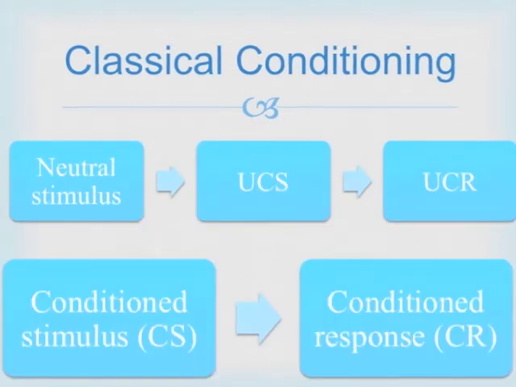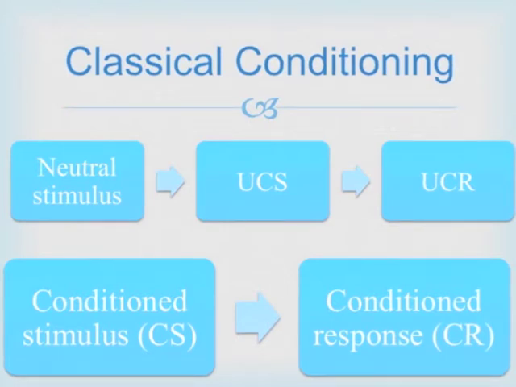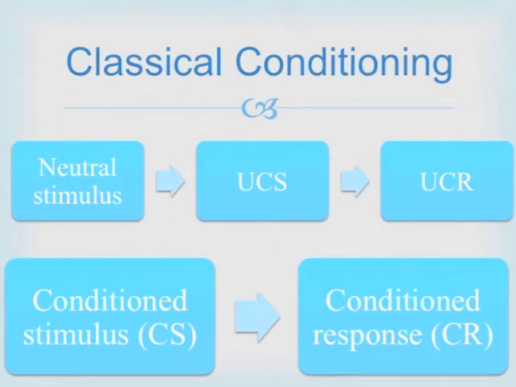So with classical conditioning, we can use that unconditioned response and unconditioned stimulus to help us to shape or change someone's behavior. So we can use a neutral stimulus, something that wouldn't necessarily have a response to it, and pair it with an unconditioned stimulus to create a conditioned stimulus and conditioned response. So the neutral stimulus will become the conditioned stimulus, and the unconditioned response will become the conditioned response.